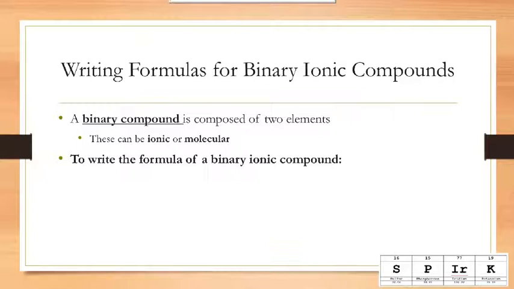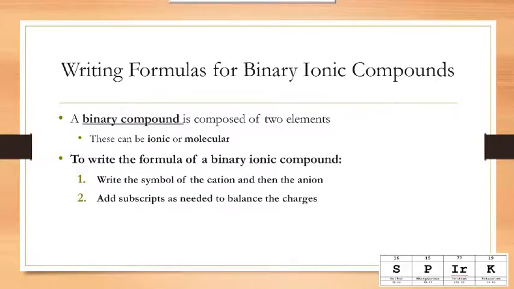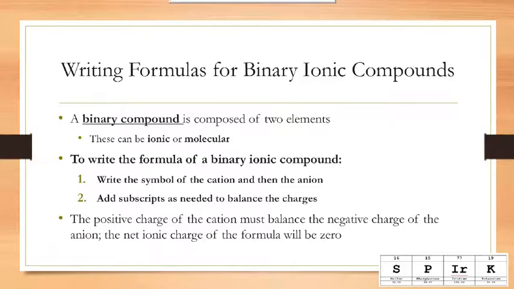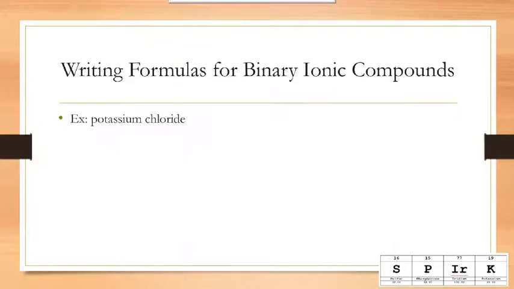To write the formula for a binary ionic compound, we're going to first write the symbol of the cation and then the anion. And we're going to add subscripts as needed to balance out the charges. The positive charge of the cation must balance the negative charge of the anion. The net ionic charge of the formula will be 0.